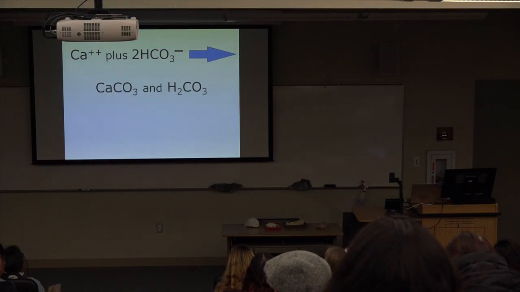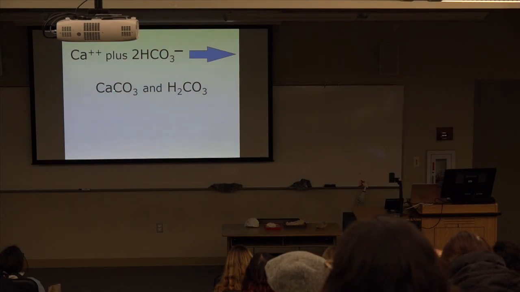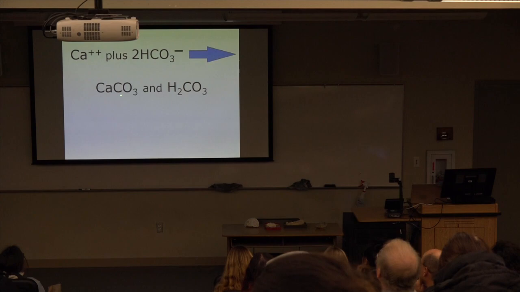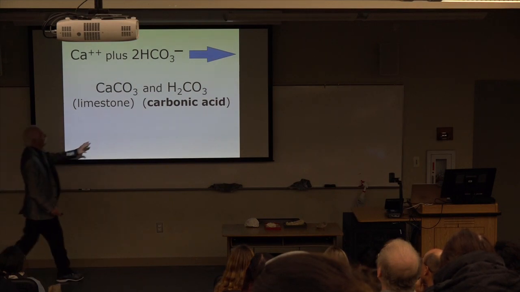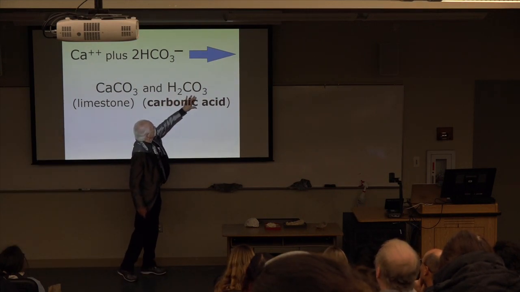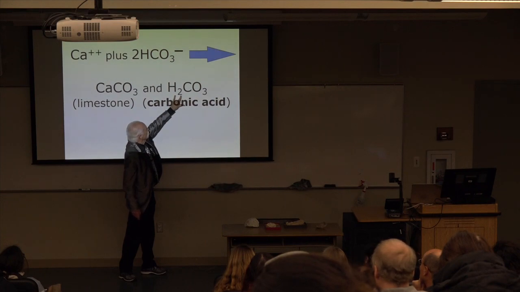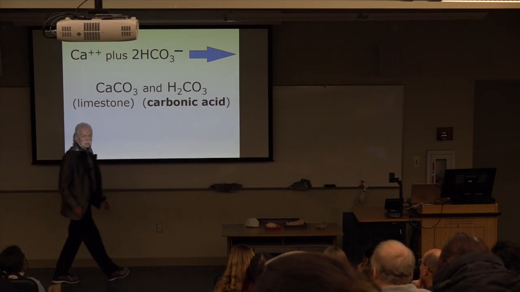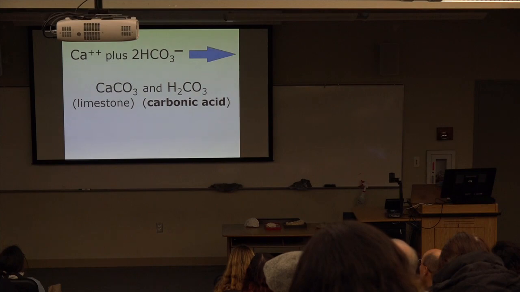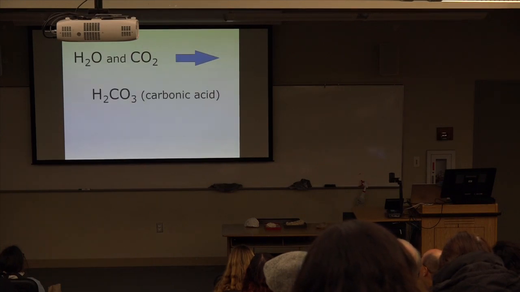So what I want to do here is just the basic formula for making limestone. Calcium, a common ion in water, bicarbonate, very common. And that will give us limestone, and here's carbonic acid. So the carbonic acid, H2CO3, what this is very simply, I'll show you on the next slide, what is carbonic acid? It's simply water plus carbon dioxide makes carbonic acid.